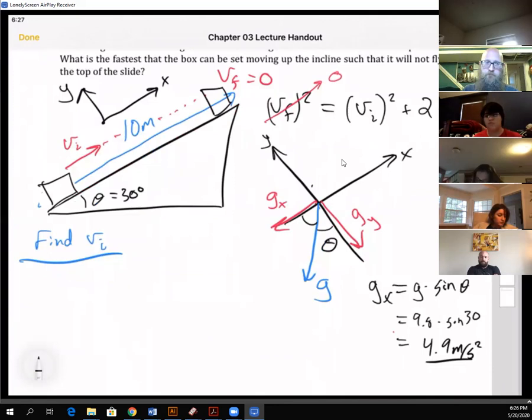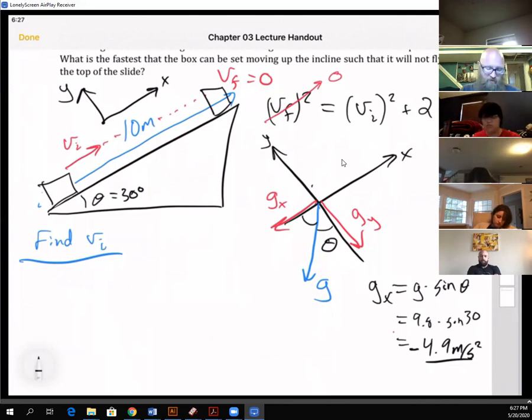Okay. So there's one last detail that I need to manage, and that is this. The direction of g sub x is negative, right? So I need to make sure that I put a negative sign in here, because if I don't, the math isn't going to work out.